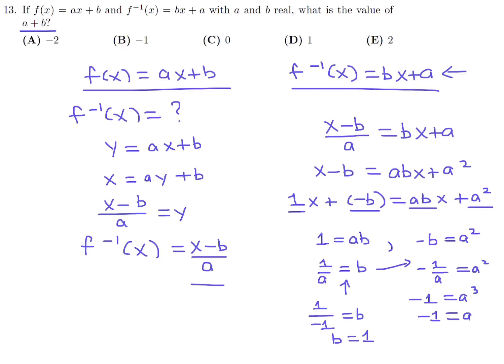Finally, they want us to figure out a plus b. No problem. A plus b is equal to negative 1, negative 1, and that is therefore negative 2. So number 13, the answer is A.